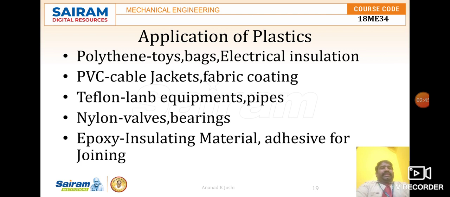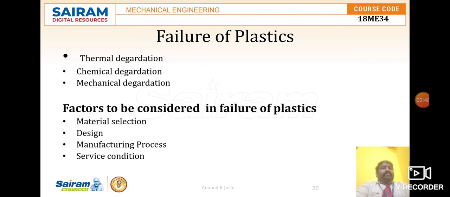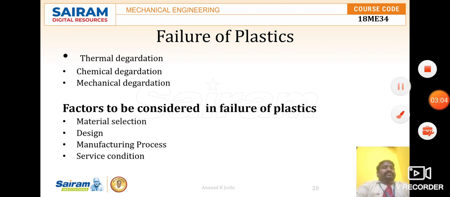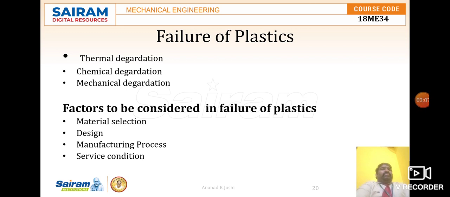Then we'll move on to the next slide, that is the failure of plastics. There are three types of failure of plastic: the first is thermal degradation, the second is chemical degradation, and the third is mechanical degradation. Let us discuss them one by one in detail. Like all materials, plastics can fail under certain circumstances, so it is essential to have prior knowledge of the various causes of failure, and the necessary precautions to avoid them. The various mechanisms or cases of failure are grouped under the following headings.